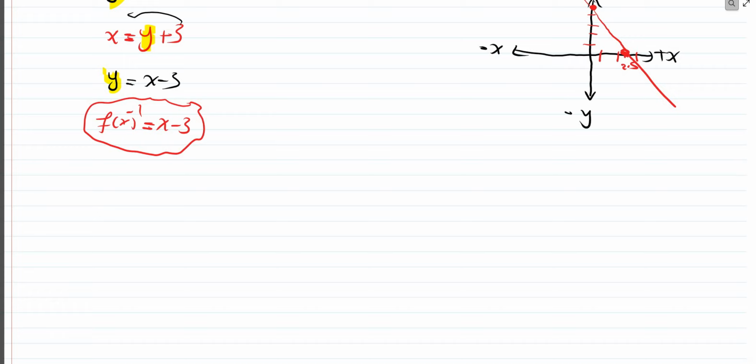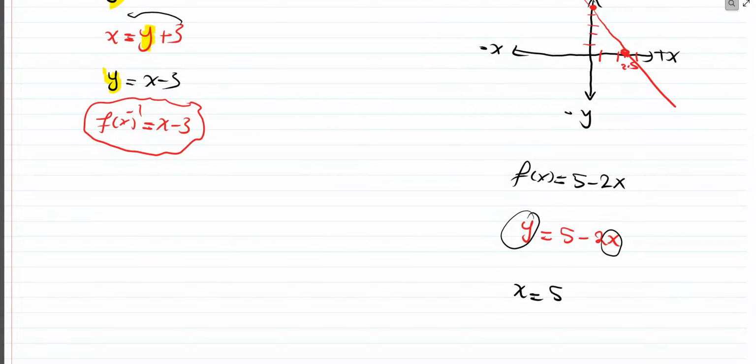Okay, students, right now let's find the inverse. Let me write down the function really quick. F of x equals 5 minus 2x. So how to find out the inverse? We will change f to y. Y equals 5 minus 2x. Then switch the roles of x and y. So make this one x, make this one y. So it's going to be x equals 5 minus 2y.